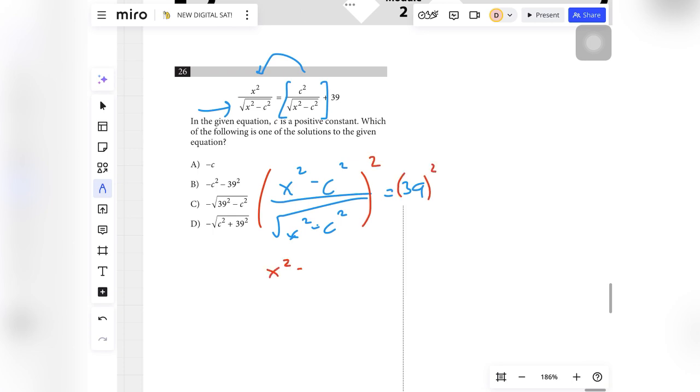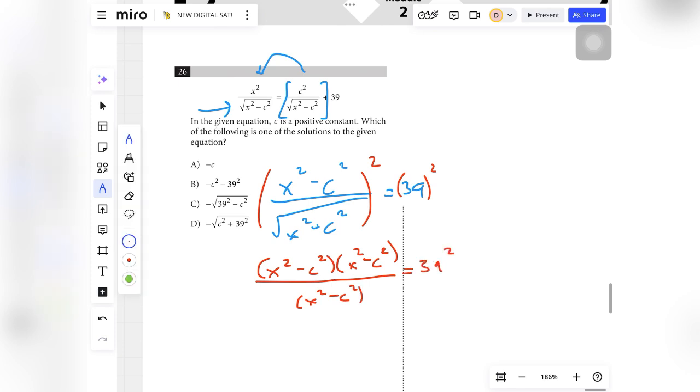And what will I be left with? I'll be left with (x squared minus c squared) squared, or (x squared minus c squared) times (x squared minus c squared), over (x squared minus c squared). Ooh, and that equals 39 squared. Now I notice here that I can actually cancel out two of those terms. So all I have left is x squared minus c squared equals 39 squared.